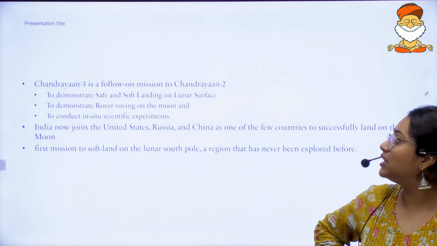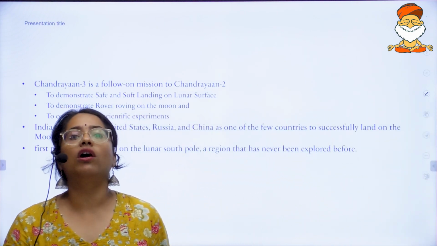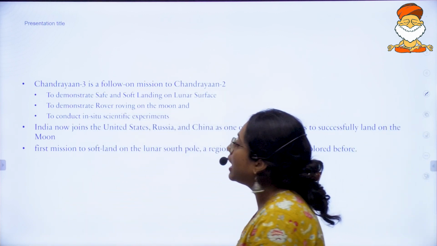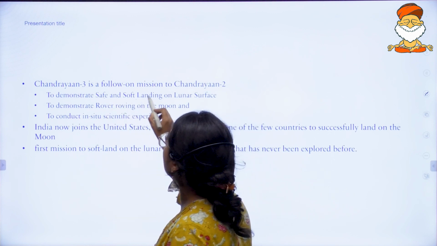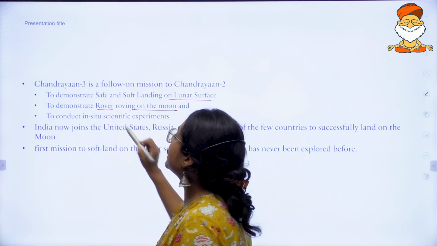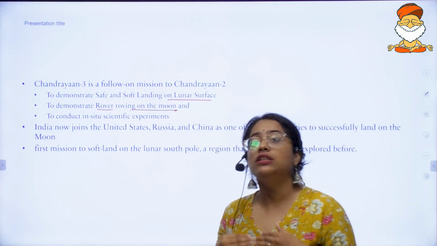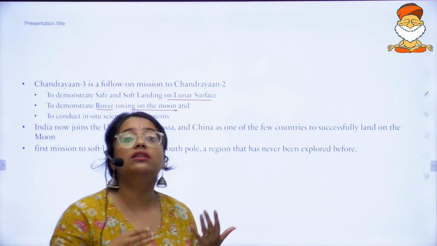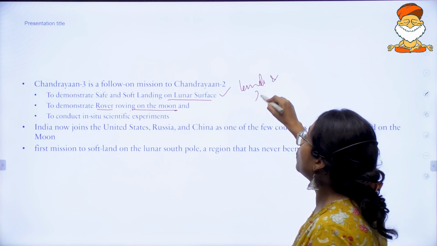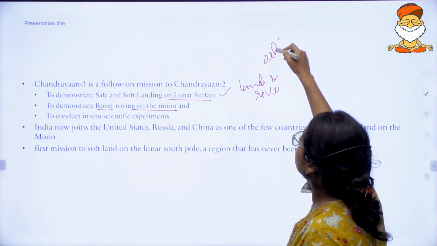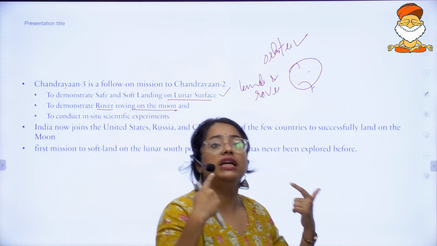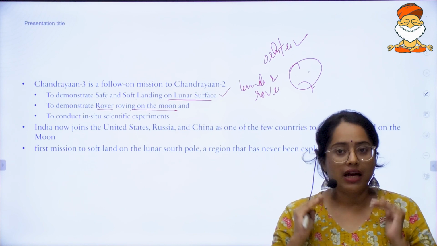Anyway, coming to this question, in the first part you have to mention Chandrayaan 3 is a follow-on mission to Chandrayaan 2, which is the lunar mission of India. The primary aim of Chandrayaan 3 is to demonstrate a safe and soft landing on the lunar surface, to demonstrate rover roving on the moon, and to conduct in situ scientific experiments. It's not just necessary to mention this, but you also have to show that in Chandrayaan 2, the aspects we could not achieve were both the landing and the rover part. We were successful in the orbiter part, but the lander and the rover part we could not do. But here we have successfully done this. So this has to be explicitly mentioned in the answer.